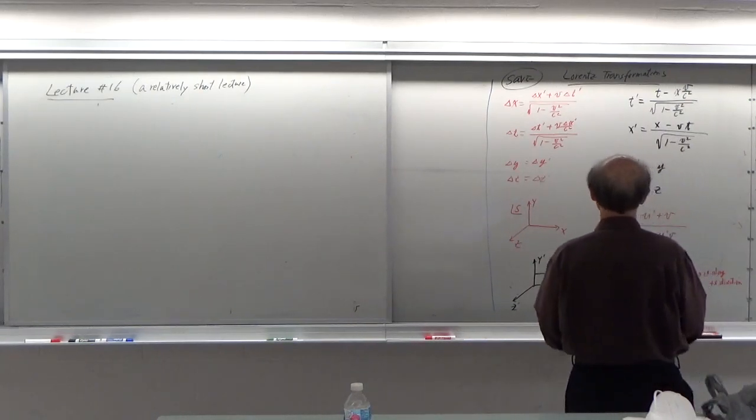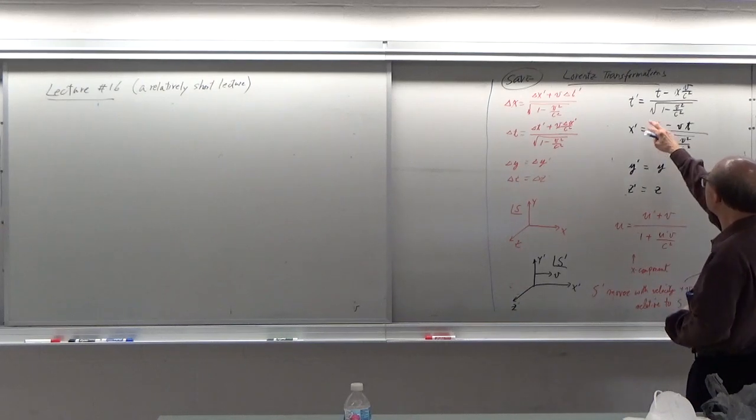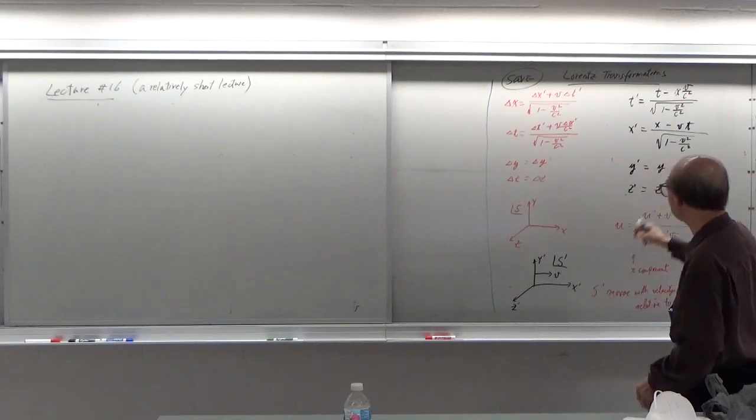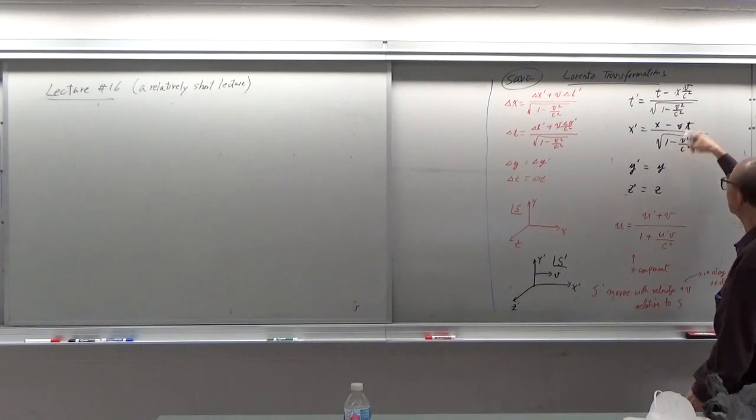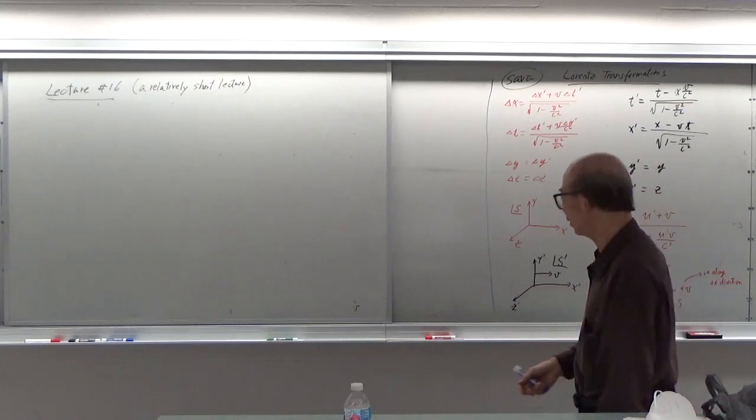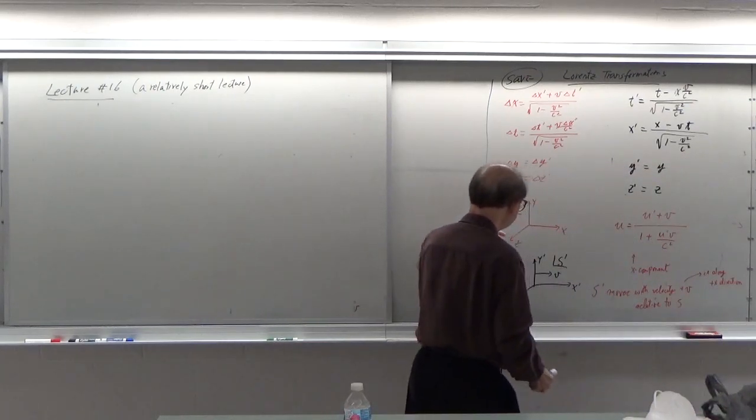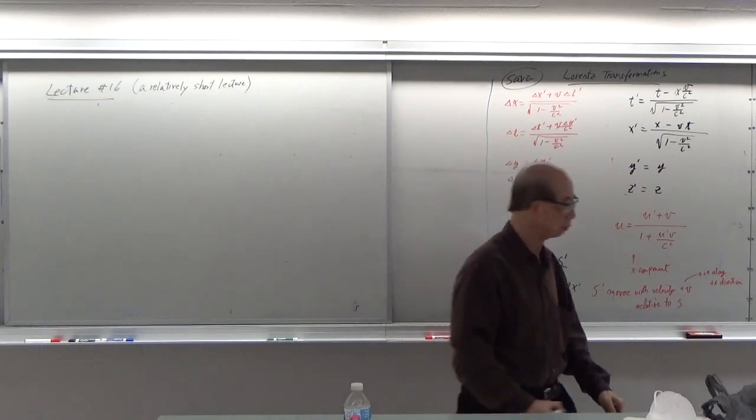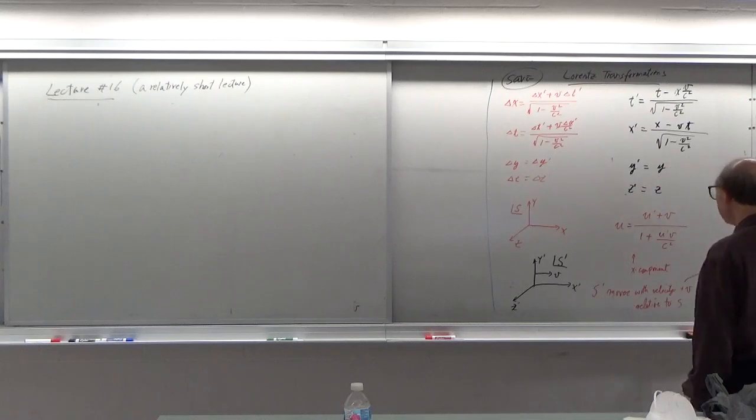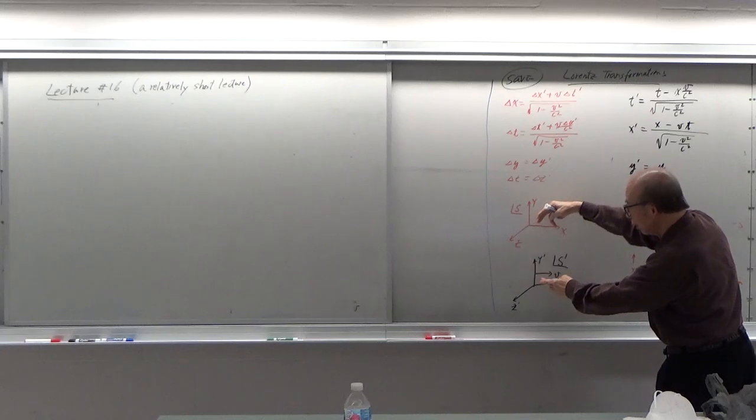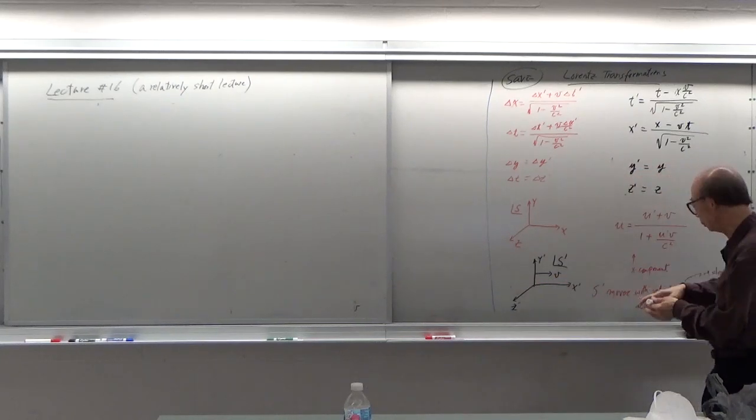And last time we showed that the time and location in the prime frame is related to those in the unprimed frame by these four equations. The y and z coordinates just come out right, since we assume that the relative motion is along the x direction. And this is assuming that the origins of the two frames coincide at time 0.